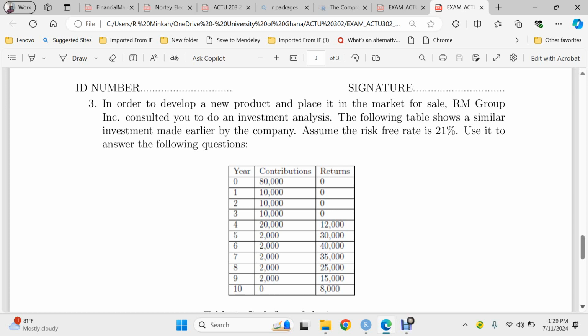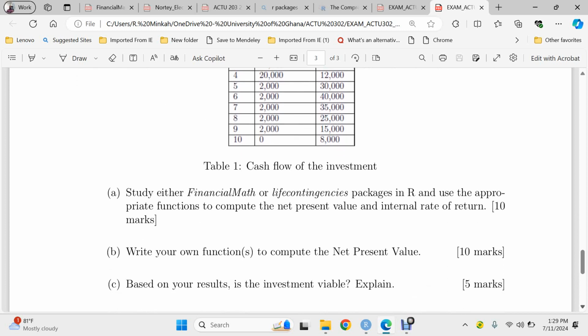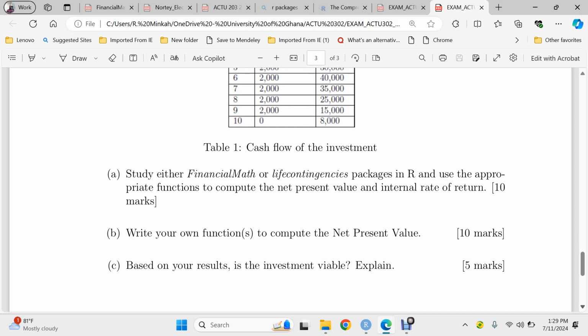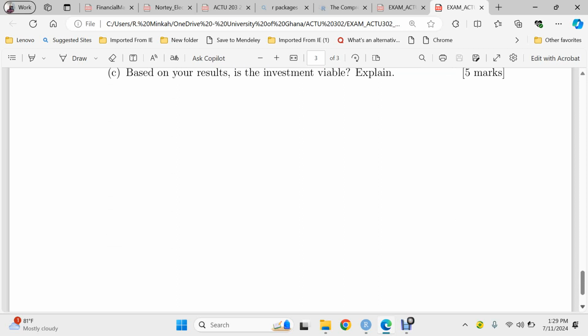I usually will repeat something like this. So study either the financial or life contingency package in R and use the appropriate functions to compute the net present value. So it's up to you to use that. But B says write your own function to compute the net present value. Based on your results, is the investment viable? Explain. So this is like an example in 332.